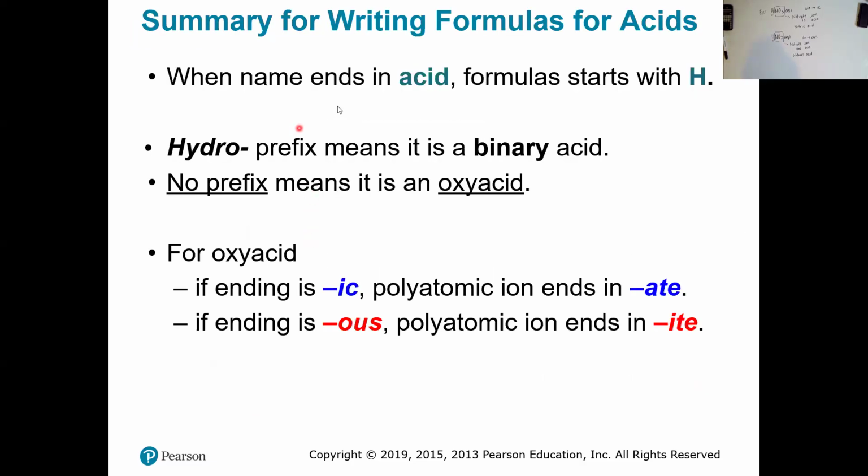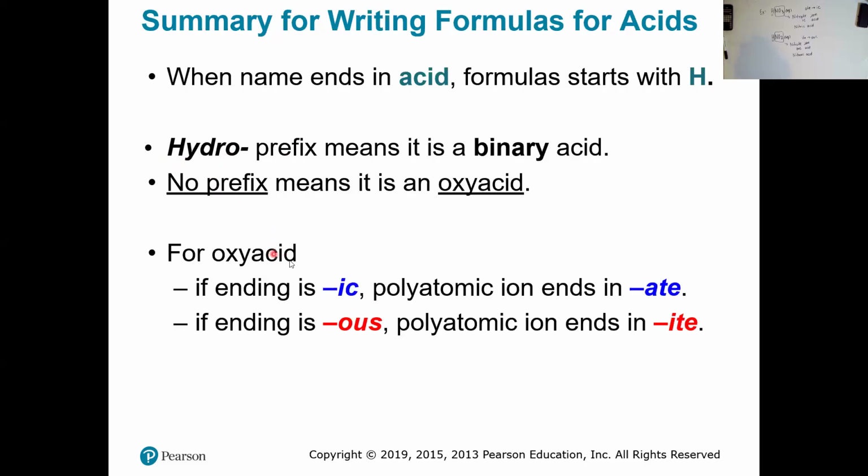So our summaries: this is the reverse, writing formulas for your acids from the names. When the name ends in acid, you know that you're working with an acid, and so your formula is always going to start with an H. If you see hydro in the name that you're working with, then you know that there will not be oxygen in your formula.